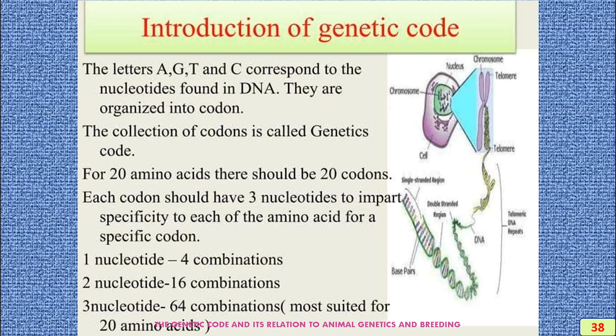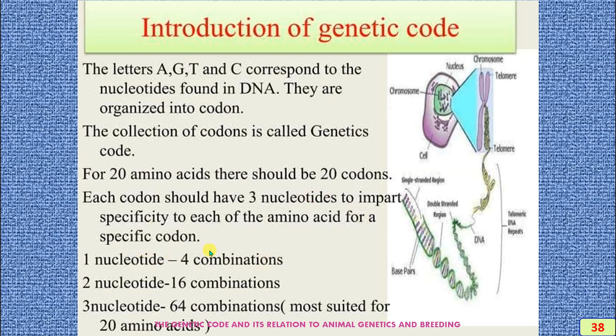The genetic code is always made up of four nucleotide bases, basically as found in DNA. The collection of codons is called the genetic code. For 20 amino acids, there should be 20 different codons. Here you can see that the chromosomes are located in the nucleus, in the nucleus the DNA is present, and on the DNA the genes are present. The codon should have three nucleotides to impart specificity to each amino acid.